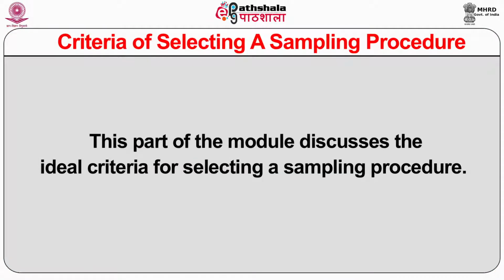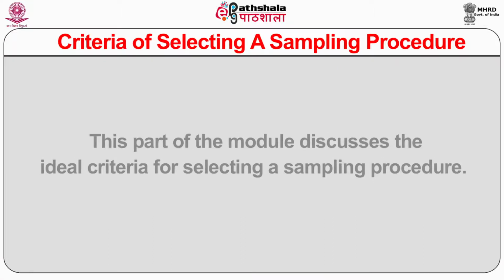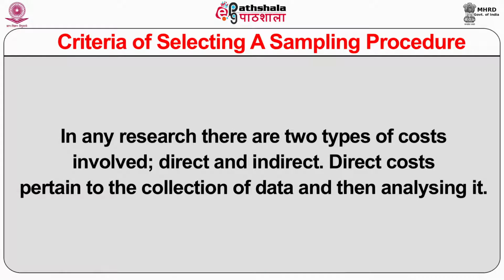Now, this part of the module discusses the ideal criteria for selecting a sampling procedure. In any research, there are two types of costs involved, direct and indirect. Direct costs pertain to the collection of data and then analyzing it. The indirect costs are the costs that pertain to some wrongdoings, that is, large sampling error, wrong inferences drawn, etc. The researcher must bear in mind the two major reasons for incorrect inferences: systematic bias and sampling error.